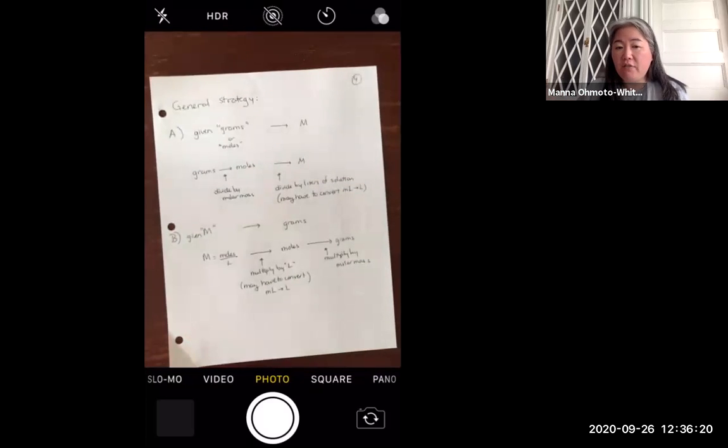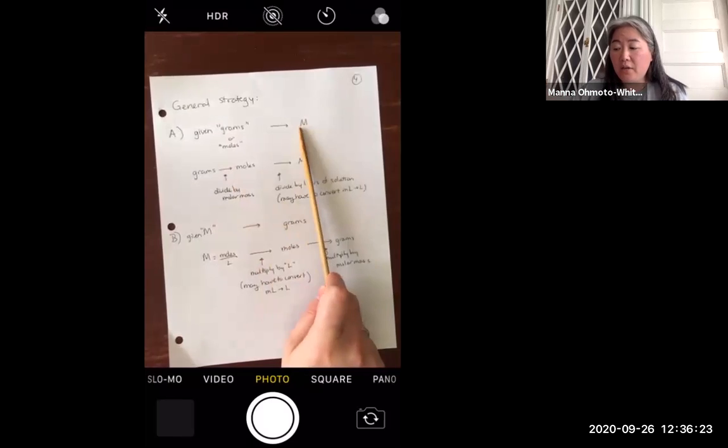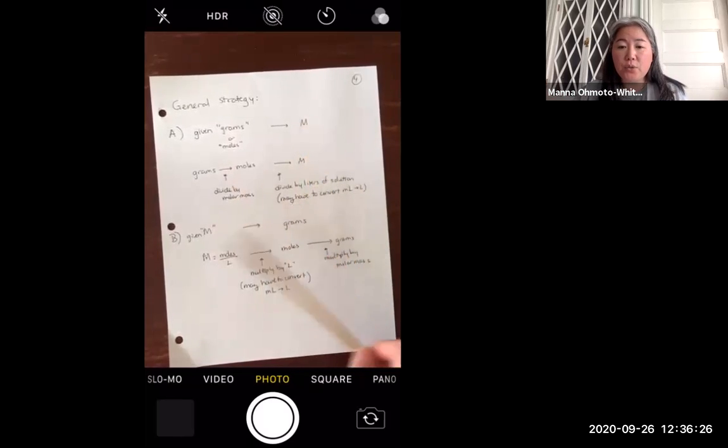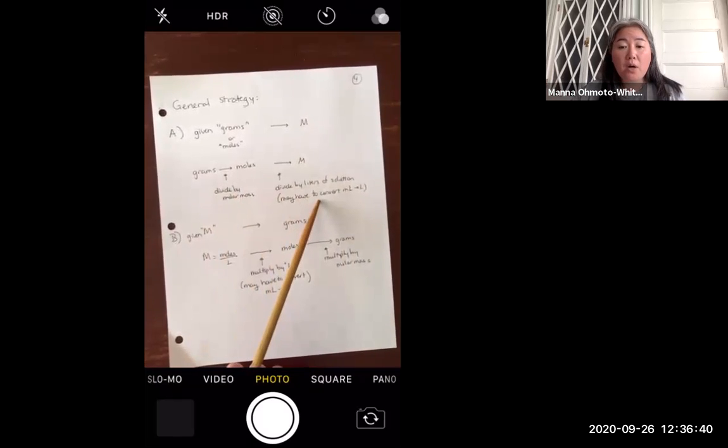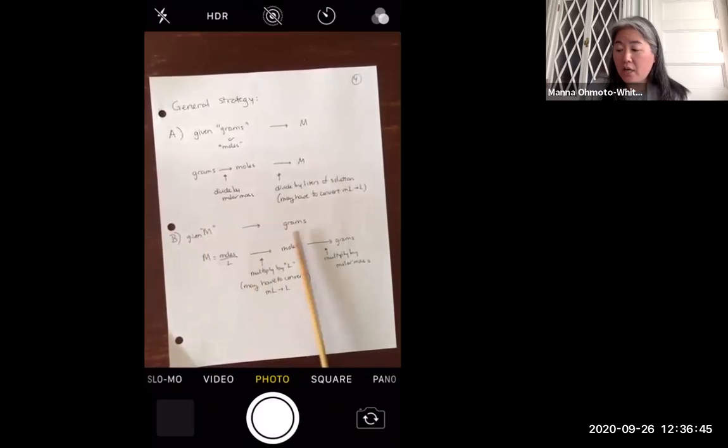So the general strategy, if I'm given grams or moles and I want to get to molarity, then I divide by the liters of solution, and you may have to convert milliliters to liters. If I'm going from grams to moles to molarity, then I have to divide by the molar mass to get to moles, and then I divide by liters of solution, possibly converting milliliters to liters. If I'm given big M and I'm trying to go to grams, I take my big M, which is moles per liter, and I multiply it by liters. I may have to convert milliliters to liters. That will give me moles. Then I multiply by my molar mass, and that will give me grams.